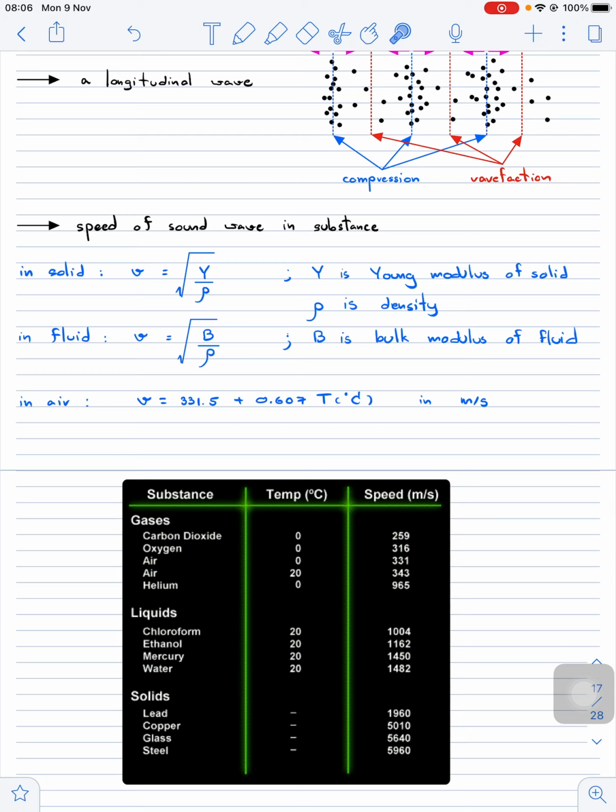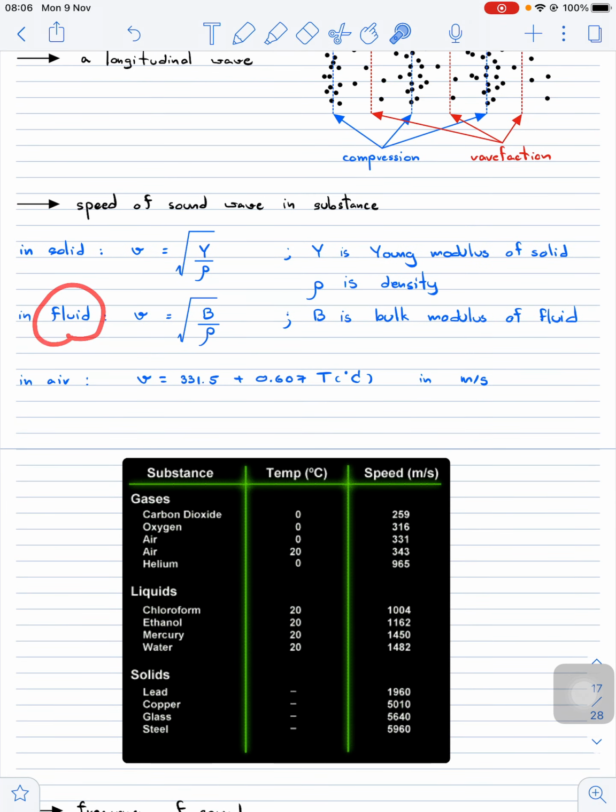Also, the speed of the sound wave in a substance can be described by these equations. For example, in a solid, the speed is equal to the square root of the Young modulus, which you have seen already, over the density of the solid. Also, in a fluid, for example in a gas or a liquid, the speed of the sound wave is equal to the square root of the bulk modulus over the density of the fluid.